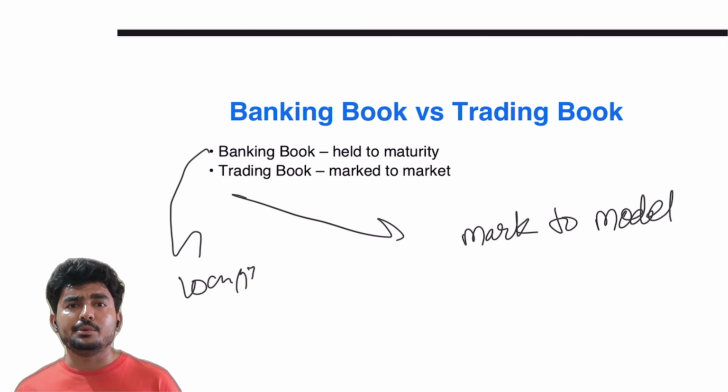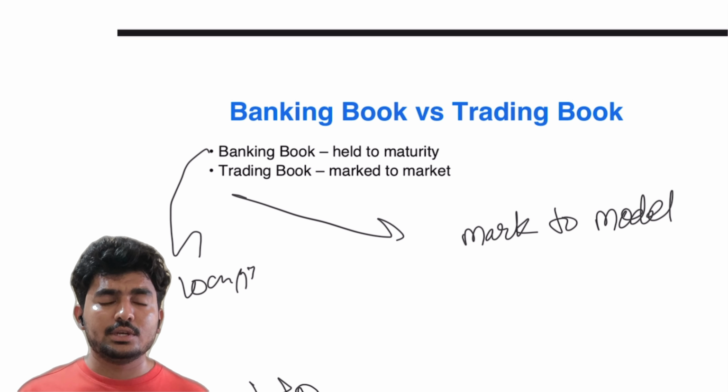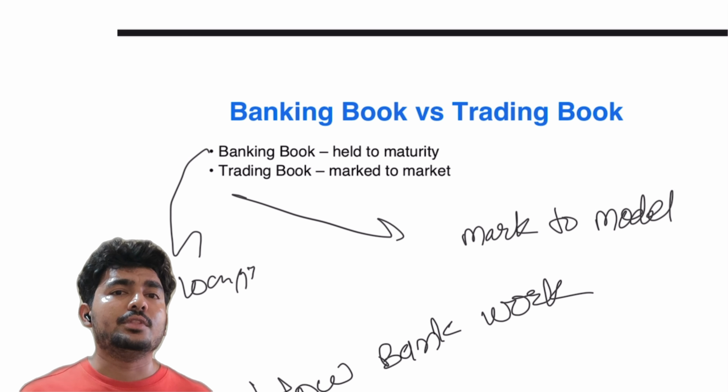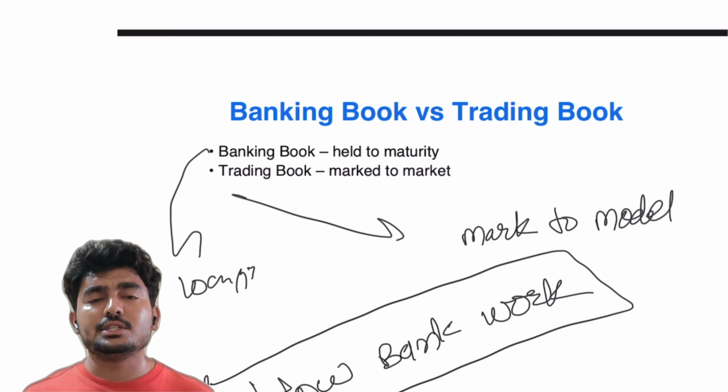So overall, this chapter explains how banks work, what risks they face, and how global regulations try to keep the financial system safe.